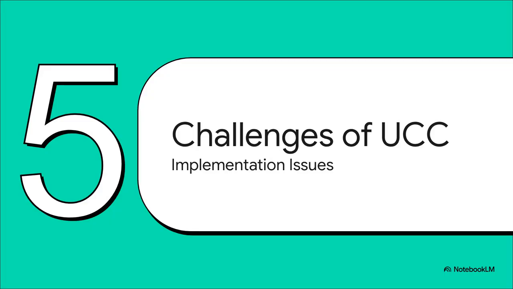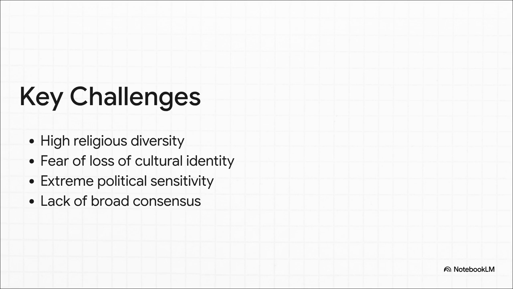Heading number 5. Challenges in implementing UCC. Let's look at the text. Religious diversity. Fear of loss of cultural identity. Political sensitivity. Lack of consensus.